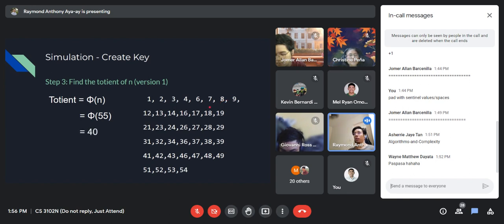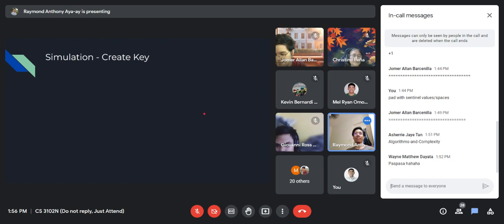Now, this is the long version. This is very long to do manually, especially if our n is higher. We can get our totient in an instant in the second version provided by Sir Godwin.